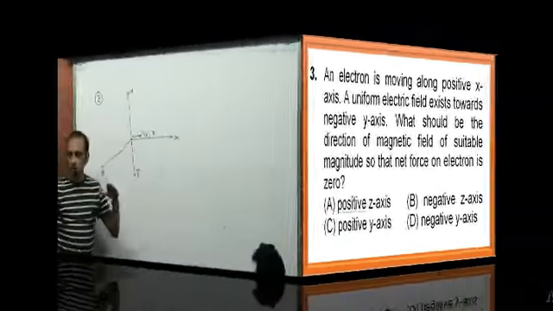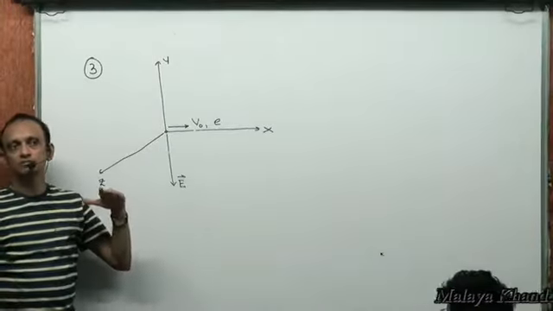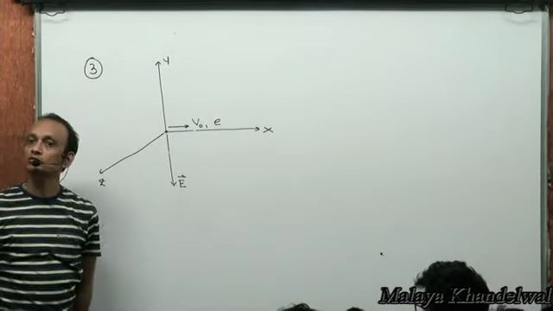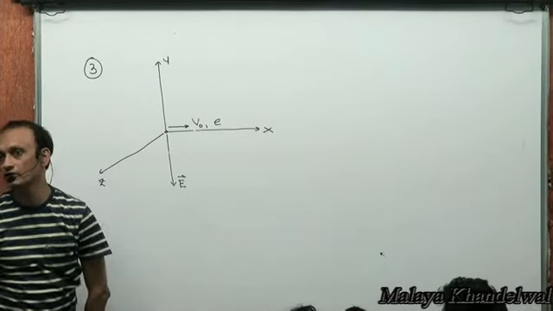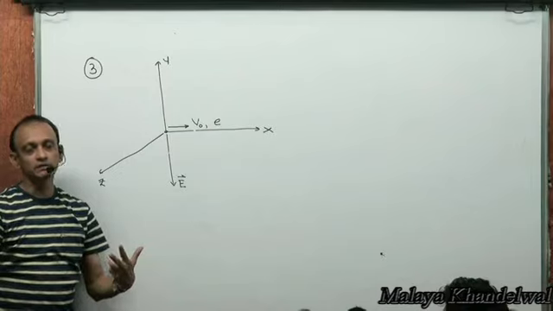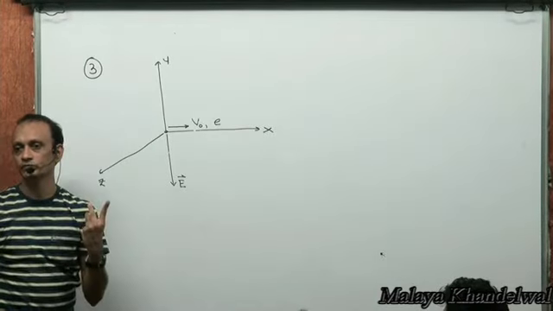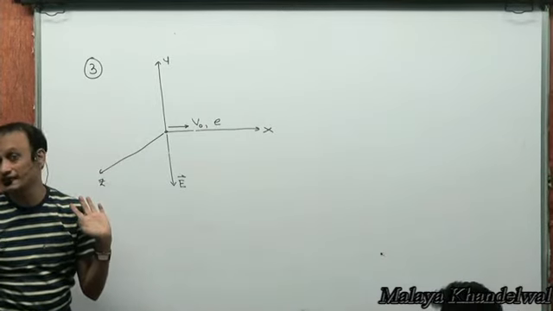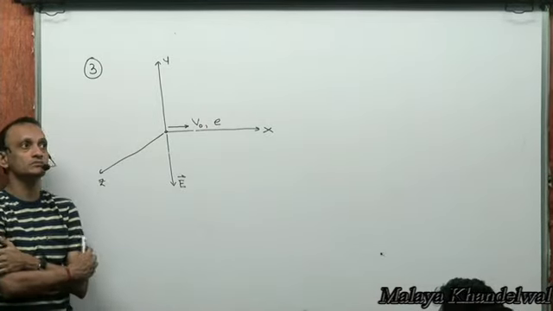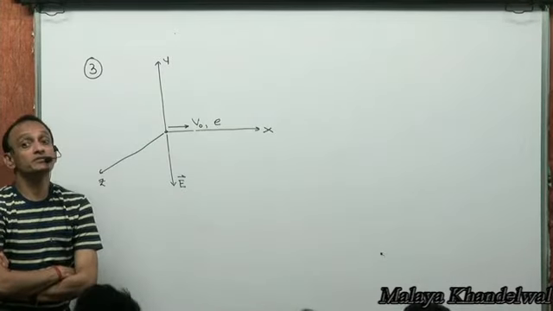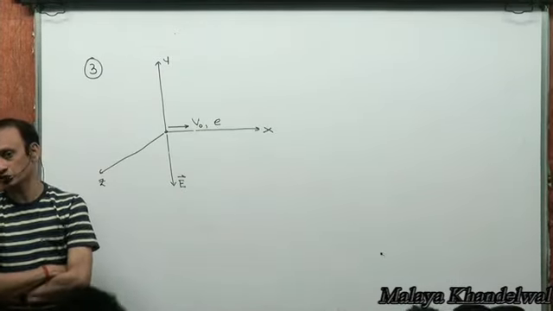So we have an electron which is moving with a uniform velocity v naught along the x-axis. And it's subject to two fields. There is a uniform electric field in the negative y direction, and there is the presence of a magnetic field in some direction.